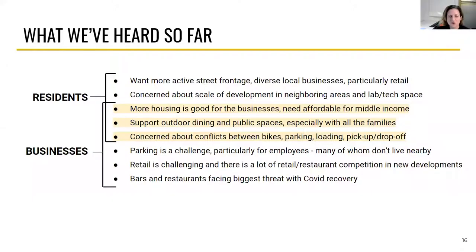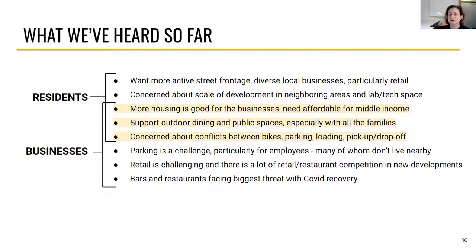And what we've heard so far. We've heard a variety of different opinions. There's some overlap, of course, depending on who you're talking to, residents and businesses. But what's clear is that this is a unique place. I happen to live on Cambridge Street as well, so it's very special to my heart. People love the local businesses, the legacy businesses that are there, the diverse, active street fronts. People were really supportive of the outdoor dining that emerged out of COVID, and how we can keep that activity and liveliness on the street.